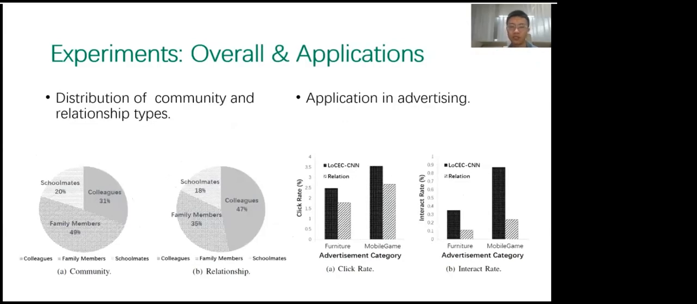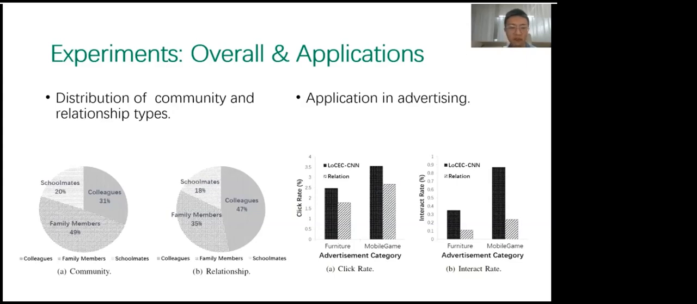Next, we have performed LOSEC CNN on the entire WeChat network with hundreds of billions of edges. Now, let's first take a look at the distribution of community and relationship types. As we can see, for communities, around 50% are actually family members, around 31% are colleagues, and around 20% are schoolmates. However, for the relationship type distribution, we see only around 35% of edges are family members, and around 47% of edges are colleagues.